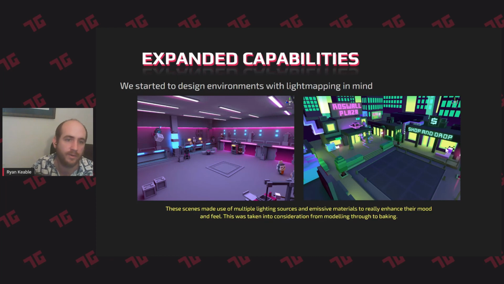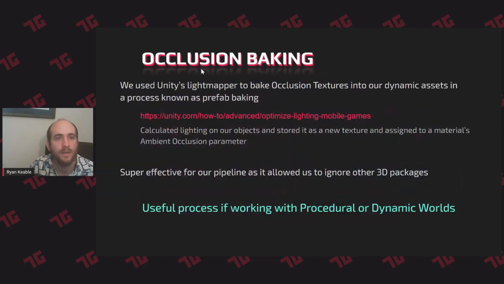And this was taking consideration from creating our models right through to setting up the scene and then baking. So you can see with the store lights in the mall how the green neon is just bleeding out onto the pavement, and this started to look absolutely fantastic in VR. And because it was all texture lookups, it was really cheap to run rather than relying on real-time lighting to achieve any of these effects.